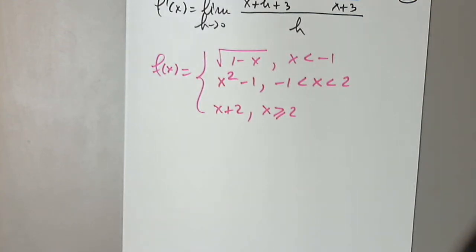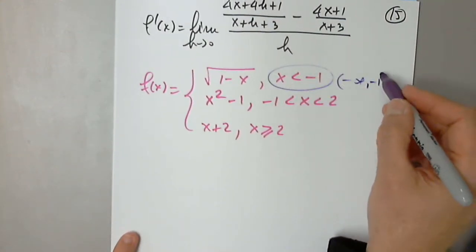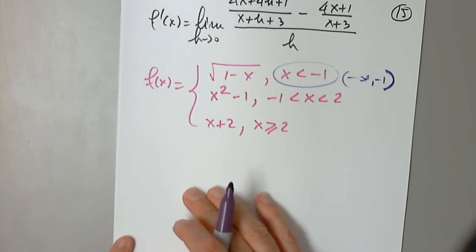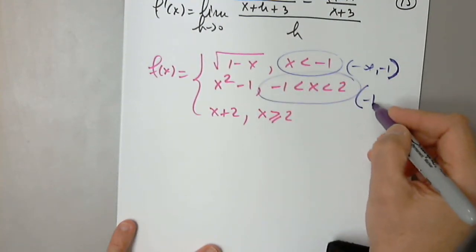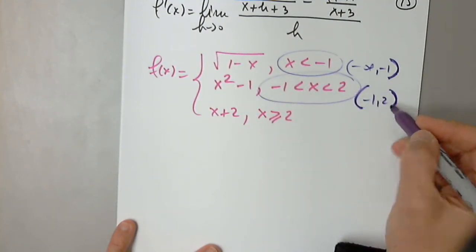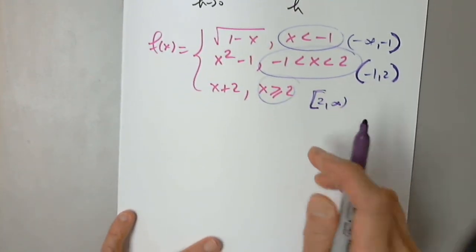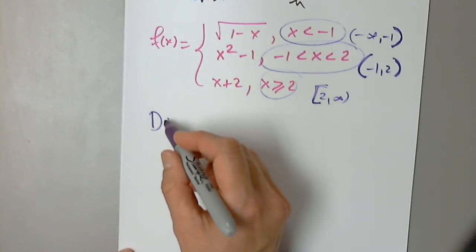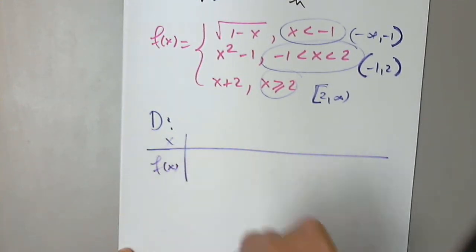So then, first, I change this into negative infinity to negative 1 with a parenthesis. Acceptable? Then I change this inside into negative 1 to 2, parentheses in both cases. And then I change this into a bracket, which is 2 to infinity. Then I have to identify the domain, and after that, I start the table. So can anyone look at those intervals and give us the domain of the function?